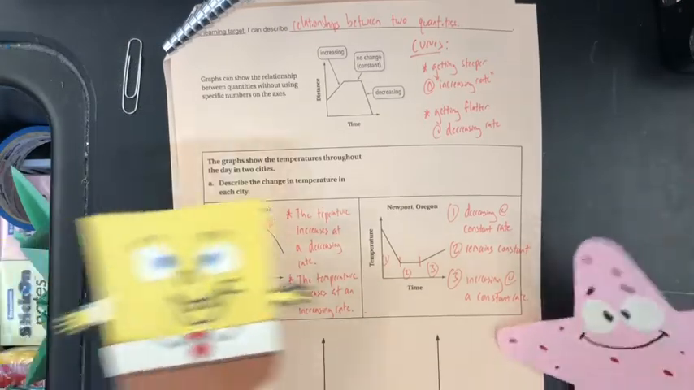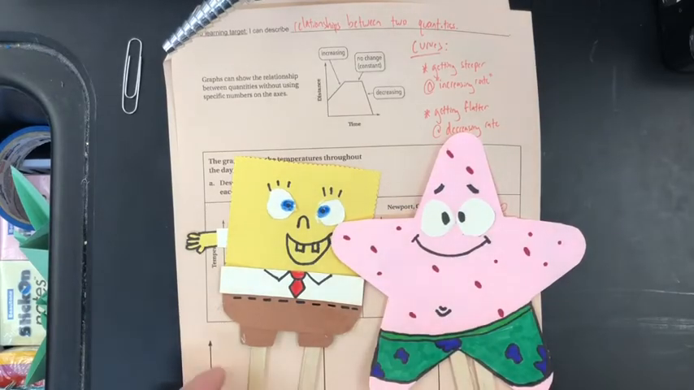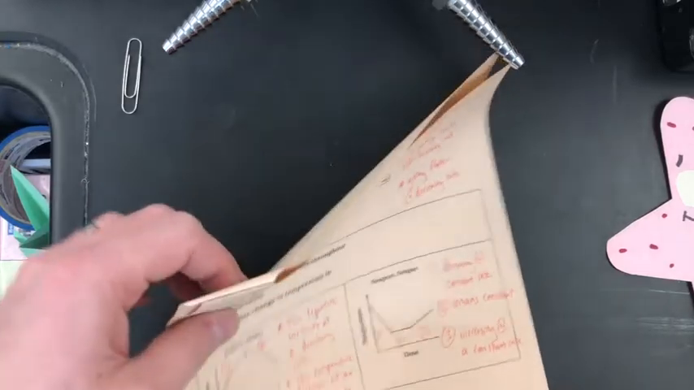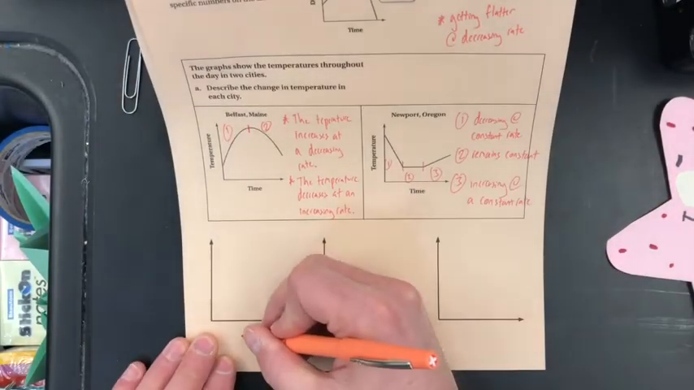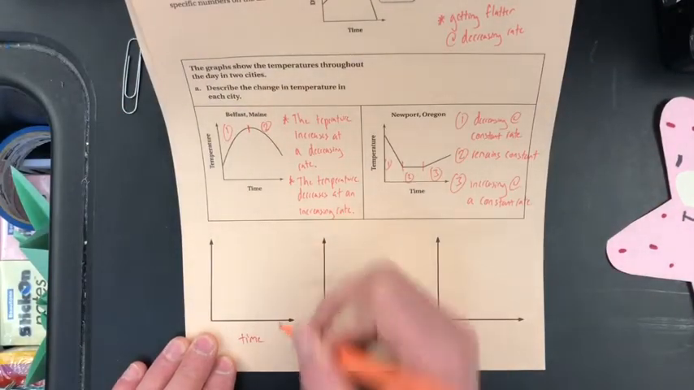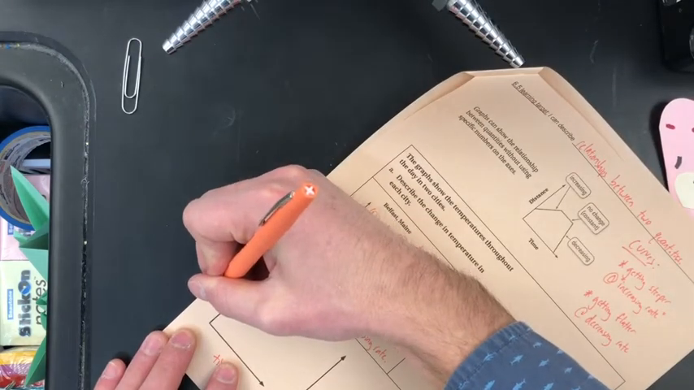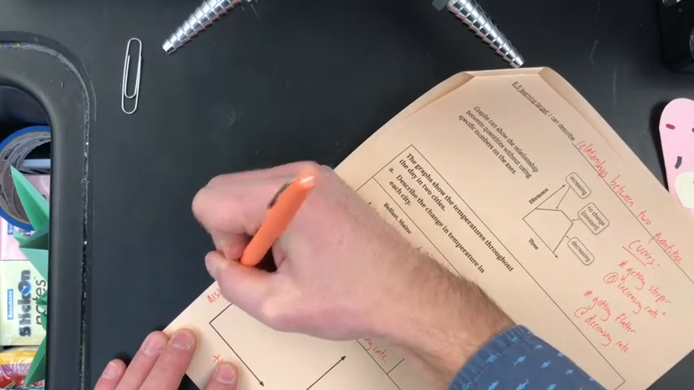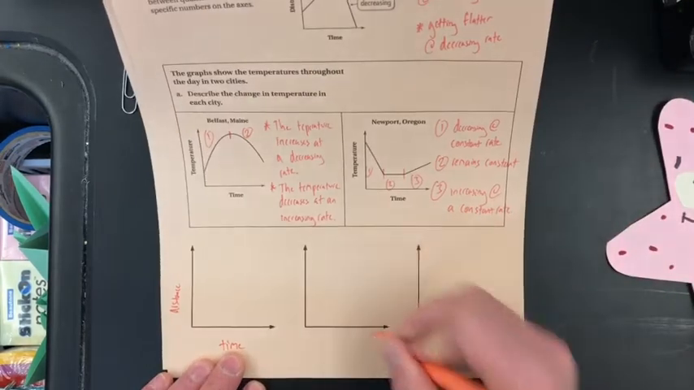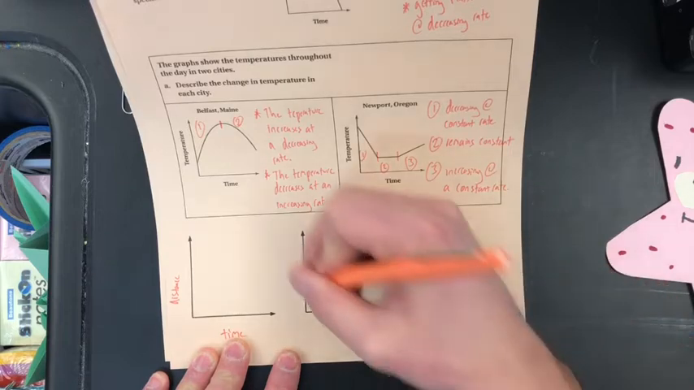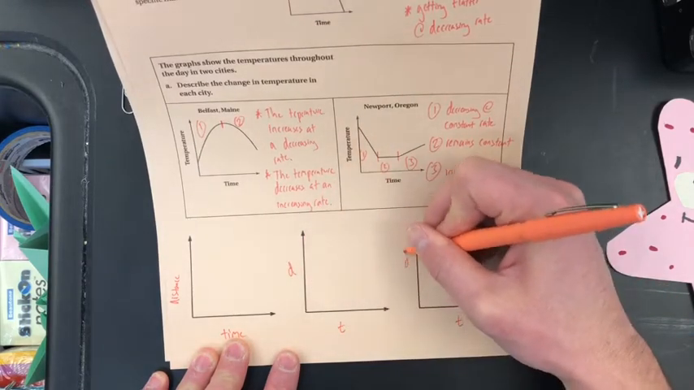Okay, and for the last bit here, I'm gonna recruit the help of my friends Patrick and SpongeBob for these time distance graphs down below. Let's label these axes, time and distance. And these will also be time and distance. I'm just gonna put T and D, time and distance.